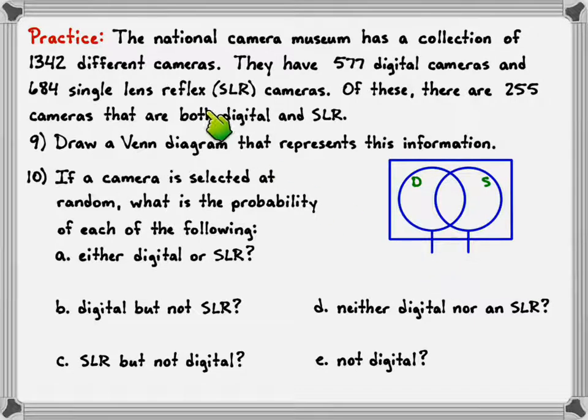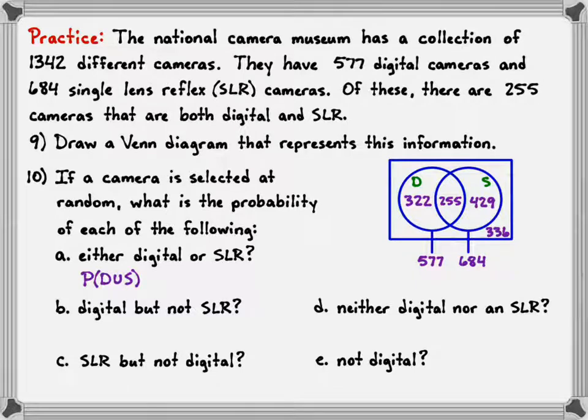Hopefully you got that. There are 684 single lens reflex cameras, so that's the total here. So those are those two values here. And it says that there are 255 cameras that are both digital and SLR, so that would be the intersection of those, so that'd be 255 there. And then I can figure out the rest of it by subtracting the 255 from the 577 to give me the only digital. And then I can subtract the 255 from the 684 to give me the only SLR. And then from there, because I know the total is 1342, I can add these three things up and then subtract that from 1342 to get the leftovers.